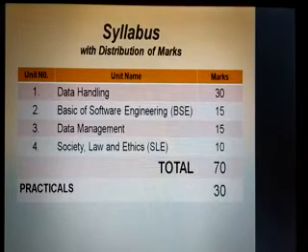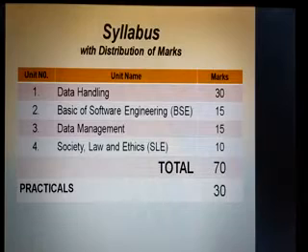Moving to the next, Unit 3. Unit 3 is data management, carrying 15 marks. This unit covers revision of the SQL part done in class 11 and database connectivity from Python to MySQL.